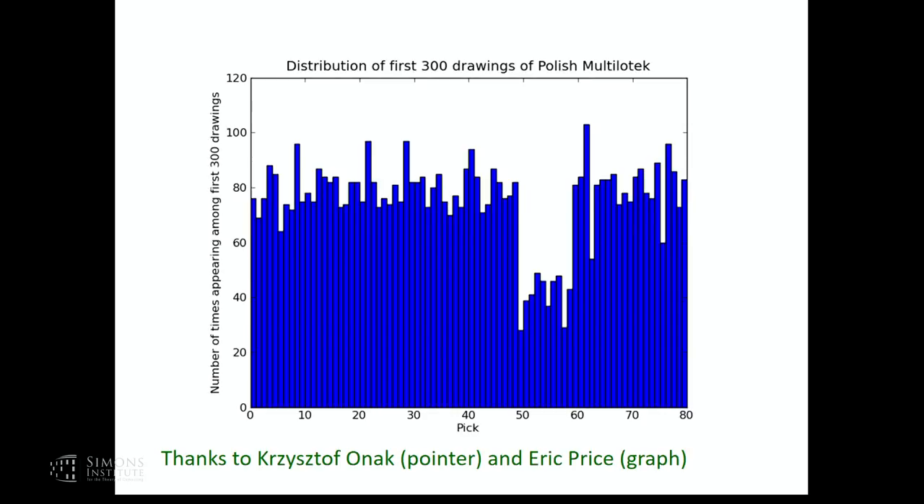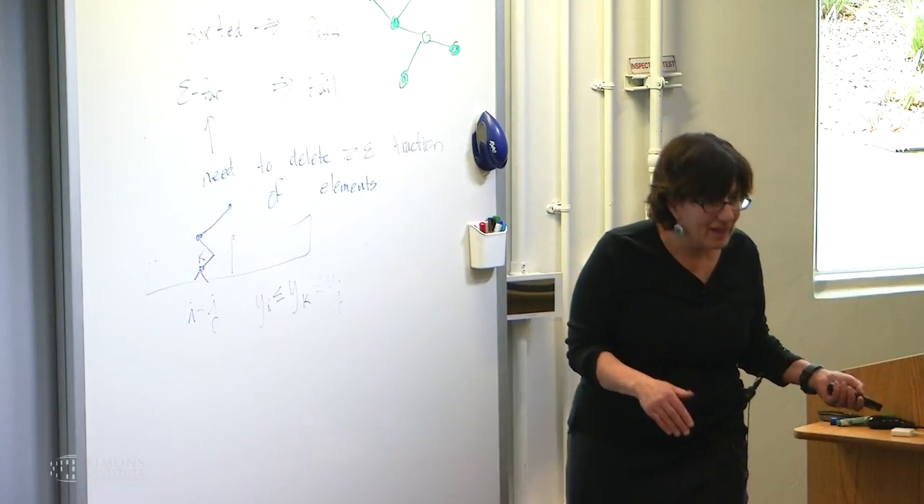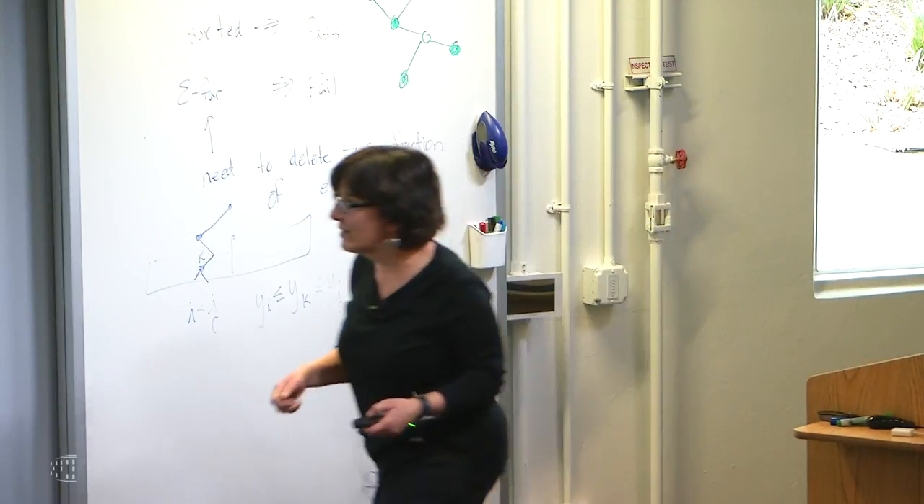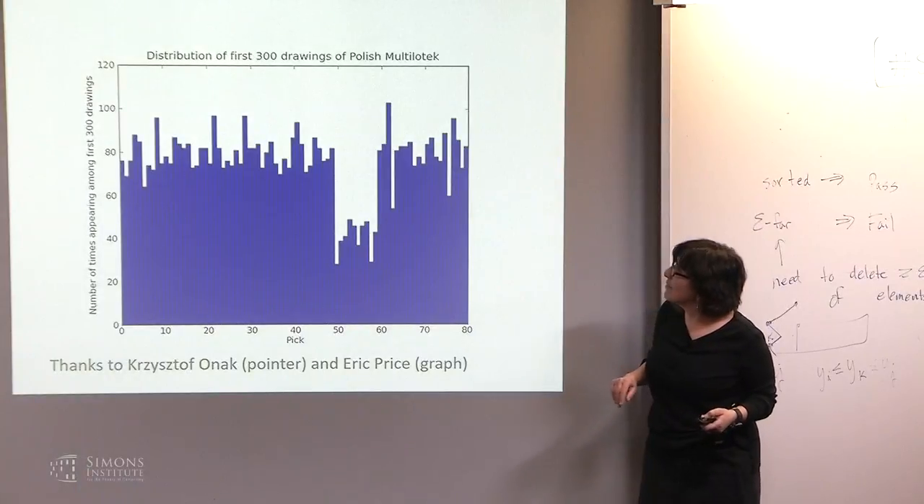And here, thanks to Eric Price, this is the picture of the statistics that we get for each of the balls. And you can see here that 50 to 60 had much lower probability, and people were making lots of money off of this, okay? Because it didn't take long for them to realize that there was a problem with the machine because the domain size was small and they were getting lots of samples. So that's what happened there.